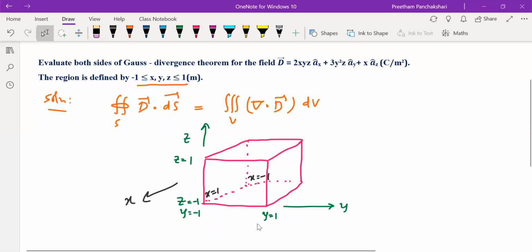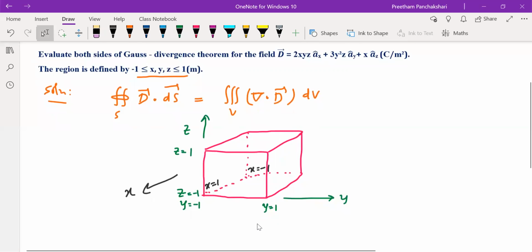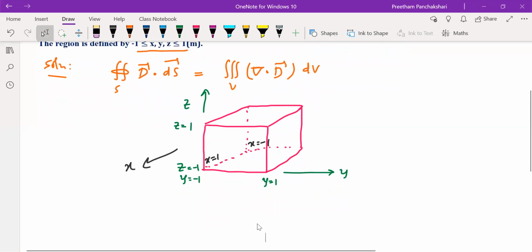because the LHS of the Gauss divergence theorem contains integration over the closed surface. The closed surface of the cube contains 6 different surfaces. All are looking in 6 different directions. So it's very important in this kind of problems to identify the locations of each face.